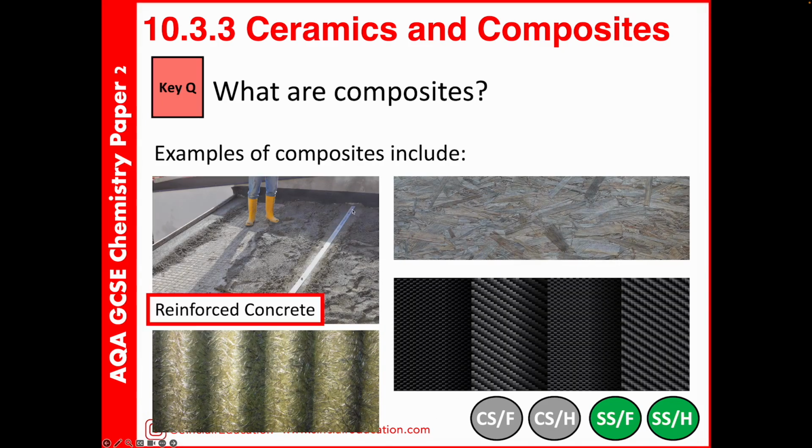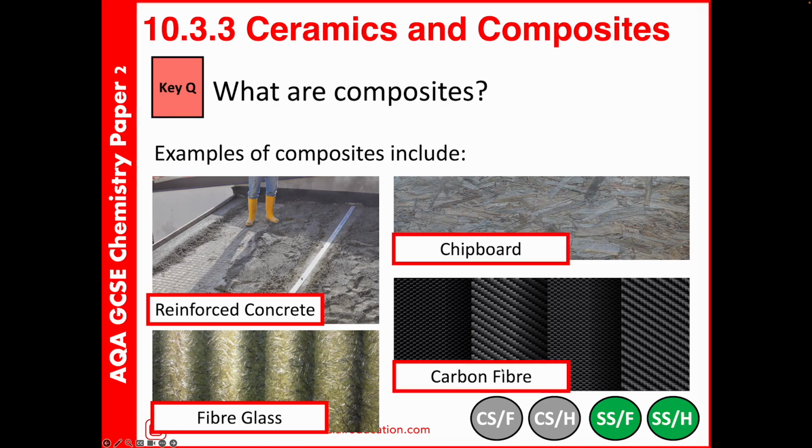Examples of composites then include reinforced concrete. So we've got concrete, that's the matrix, but the reinforcement here is the iron grid within. And it provides a much stronger concrete than just concrete on its own. We've also got fibreglass. Our reinforcement here are the fibres that we can see waving through that structure, while the matrix is the material that binds this all together. We've also got chipboard, and carbon fibre is another example of this also.